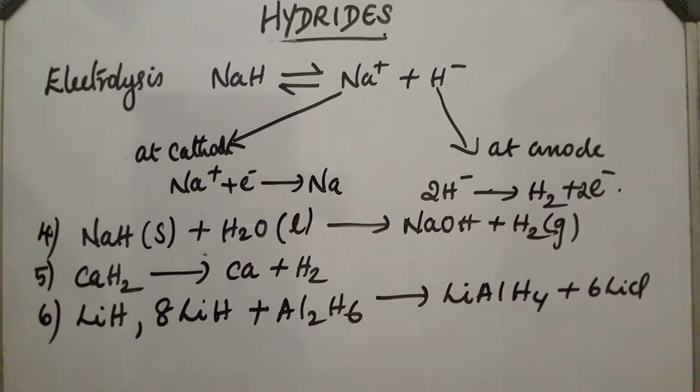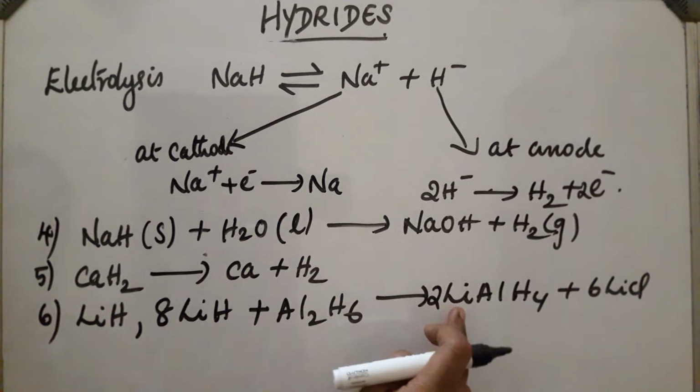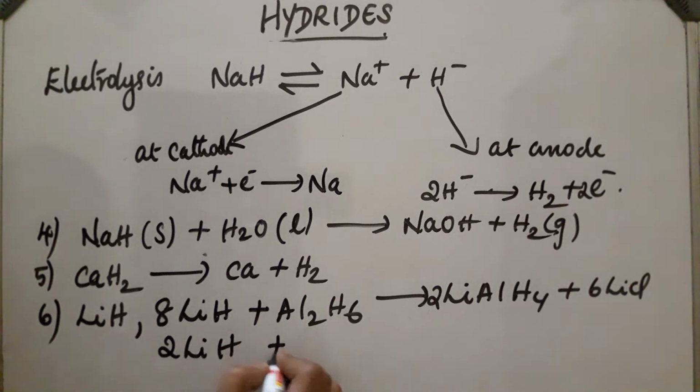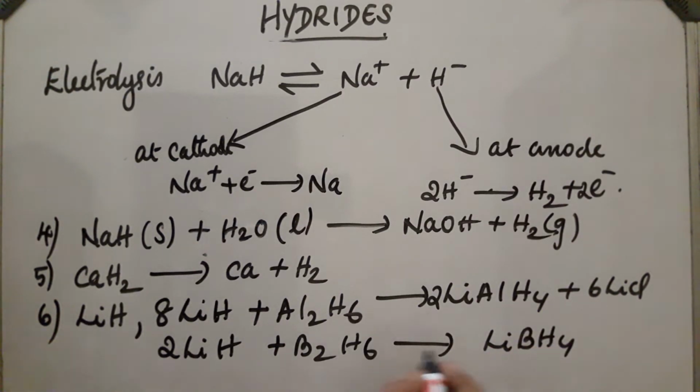LiAlH4 is a very useful hydride. It is used for hydrogenation. Next, another example, LiH on reaction with B2H6 forms LiBH4, another hydride which is also very useful. These are the properties of ionic hydrides.